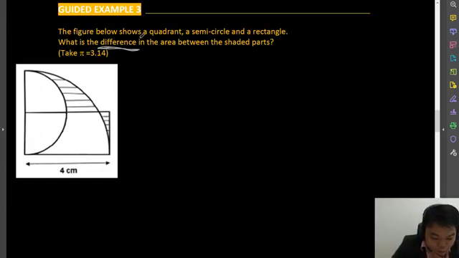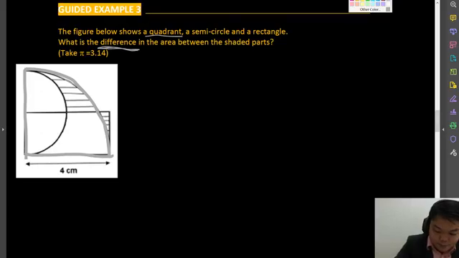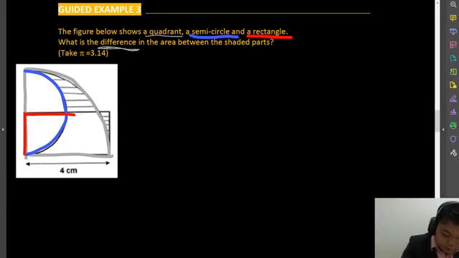So now, the figure below shows a quadrant. This is the quadrant. Okay, let me use a thicker pen. This is the quadrant. Semicircle. And a rectangle. So the rectangle over here will be here.